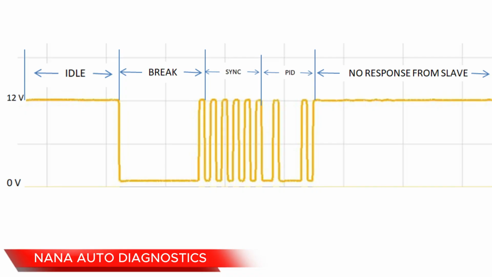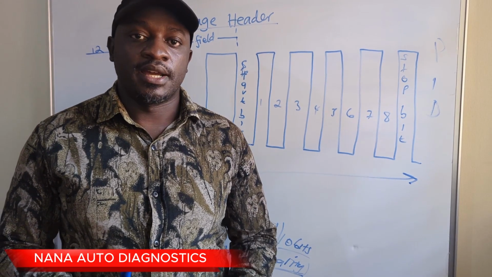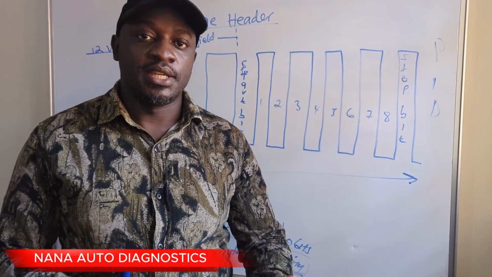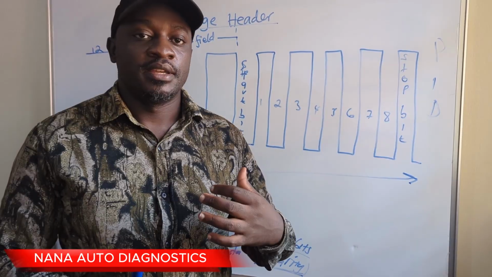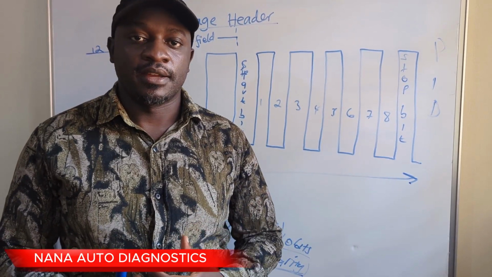Now you can see the line goes back to 12 volts because we do not have response from the slave. Now by just looking at the waveform, I can tell that the master is sending communication on the bus, but the slave is not responding. So let's look at the message that is sent by the slave after it has received communication from the master.